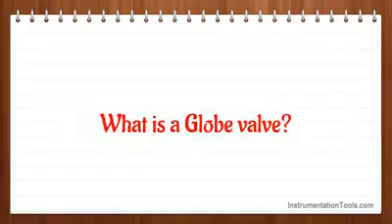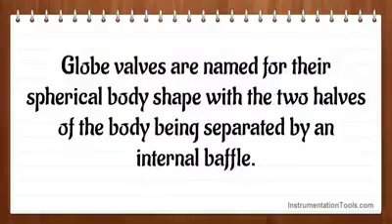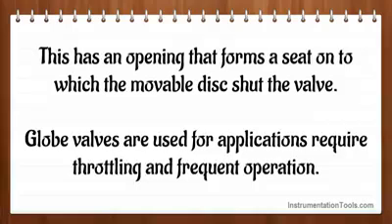What is a globe valve? A globe valve is a type of valve for regulating flow in a pipeline, consisting of a movable disc-type element and a stationary ring seat in a globular, spherical body. Globe valves are named for their spherical body shape, with the two halves of the body being separated by an internal baffle. This has an opening that forms a seat onto which the movable disc shuts the valve. Globe valves are used for applications that require throttling and frequent operation.